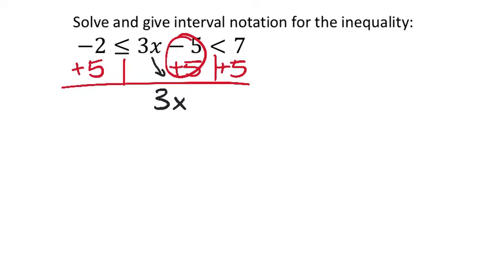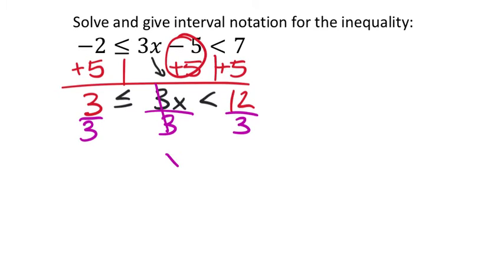Okay, to zero that out, which is kind of our first goal, negative 2 plus 5 is 3. 7 plus 5 is 12. So 3 right now is less than or equal to 3x is less than 12. And then divide all 3 parts by the coefficient 3. That's 1x.